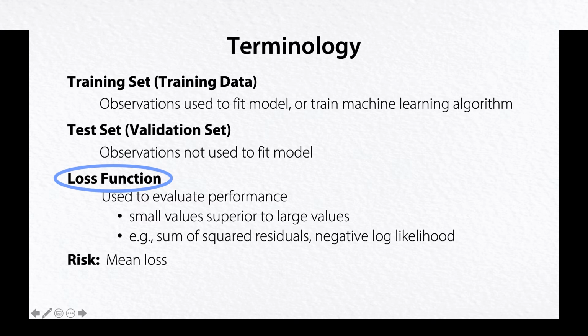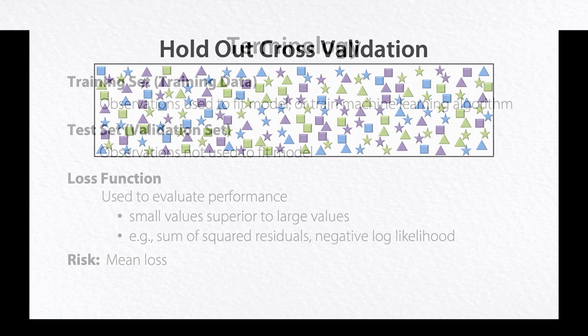But both these quantities are dependent on sample size. So what we do instead is average over the sample size by calculating the mean loss, and we call that the risk. And we've already seen one example of the risk. The mean squared error is the average of the sum of squared residuals. A valid loss function should be bounded, otherwise behavior can be erratic and extreme outliers can arise.